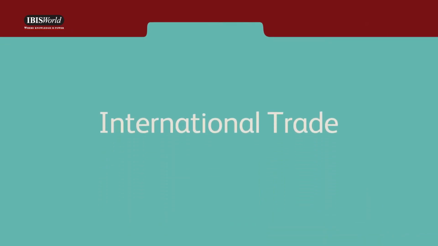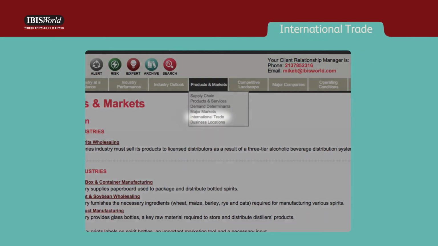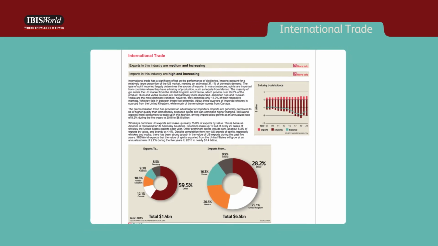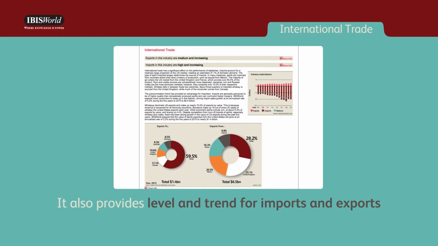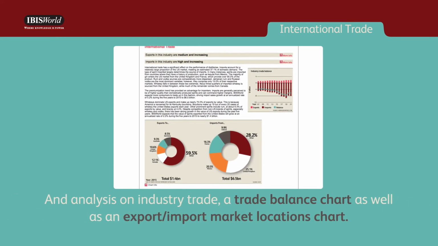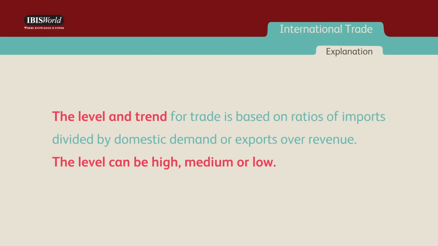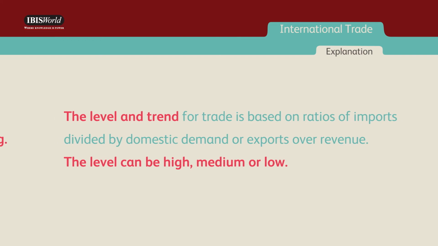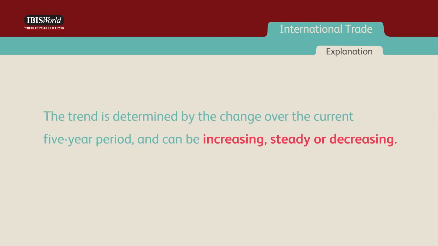International trade. This section explains industry trade and how it affects performance. It also provides level and trend for imports and exports, and analysis on industry trade, a trade balance chart, as well as export-import market locations chart. The level and trend for trade is based on ratios of imports divided by domestic demand, or exports over revenue. The level can be high, medium, or low. The trend is determined by the change over the current 5-year period, and can be increasing, steady, or decreasing.